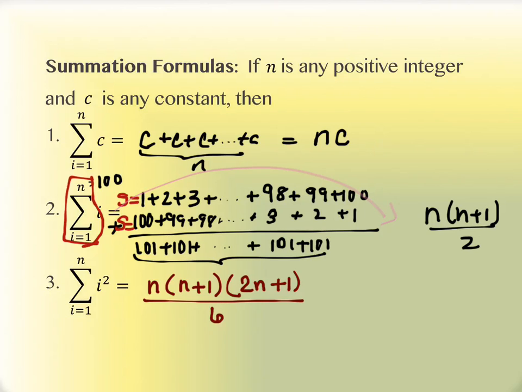So this is the sum of the squares. So this is like adding up 1 squared plus 2 squared plus 3 squared plus 4 squared, right? That's what this would be, from 1 up to n. And this is the sum that we would actually get: n times n plus 1 times 2n plus 1 over 6.